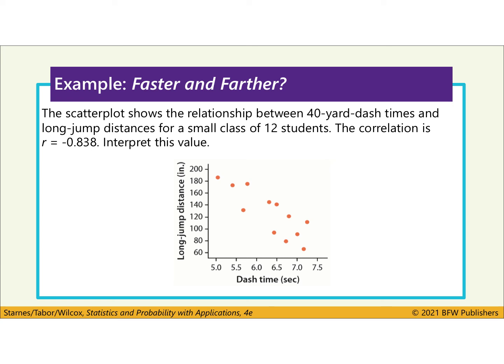Okay, so the scatter plot shows the relationship between the 40-yard dash times and the long jump distances for a small class of 12 students. The correlation is negative 0.838. Interpret this value. So when we're interpreting, we say positive or negative. It's negative. And we said 0.83, is it strong, very strong, weak, or moderate? That's very strong or strong. Okay, it's kind of a judgment call.